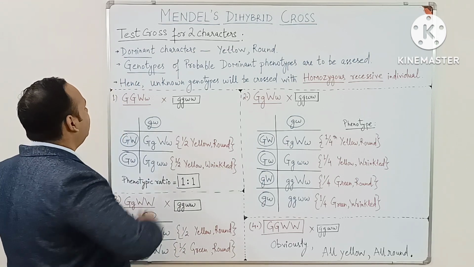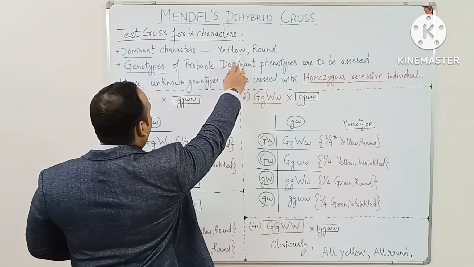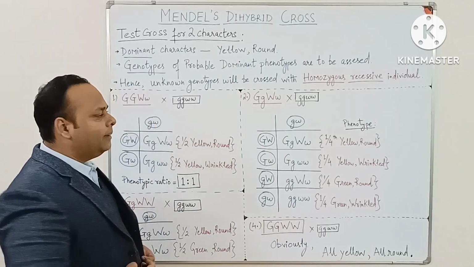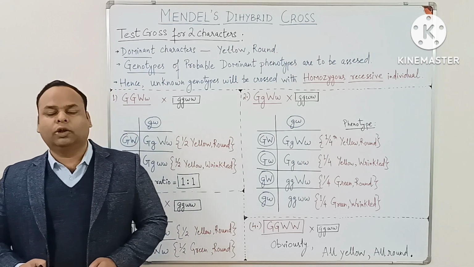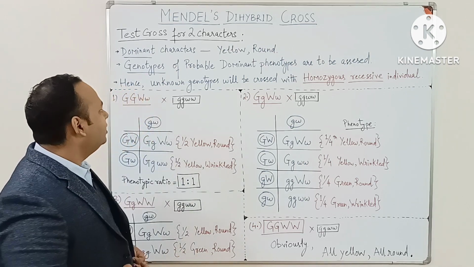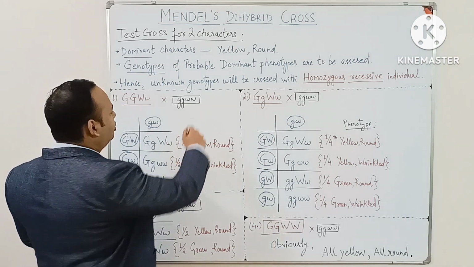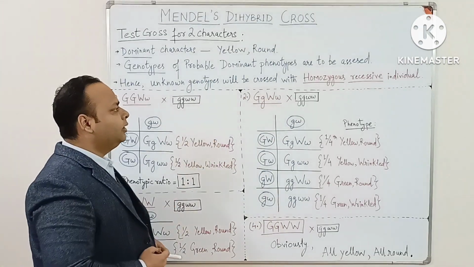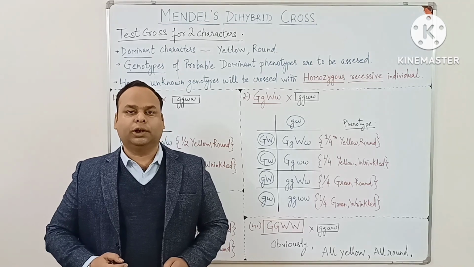Lastly, let's see a test cross for two characters. Here, taking the dominant character to be yellow and round, the genotype of individuals showing the dominant phenotype has to be found. In order to do that, the plants with unknown genotype will be crossed with a homozygous recessive individual.